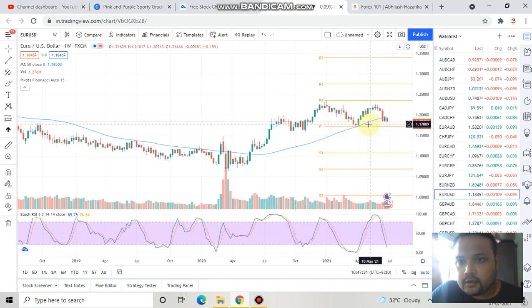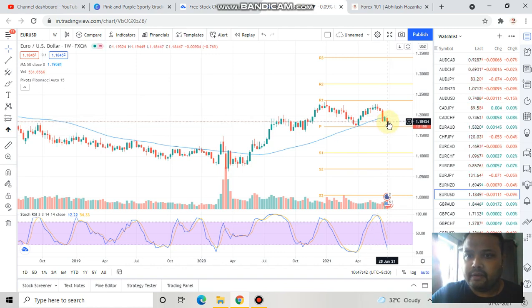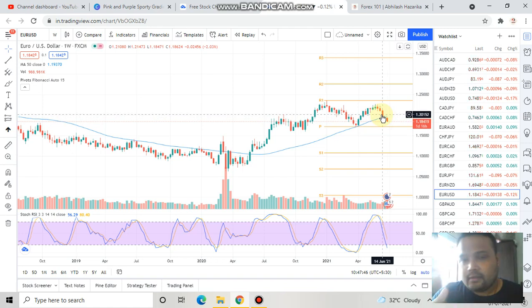This is the weekly chart, and this was the level that I have marked in the form of the blue level. And right now you can see that market has formed a red candle this week. Previous week market formed a small green candle, and overall the weekly chart is not giving us any clear picture.